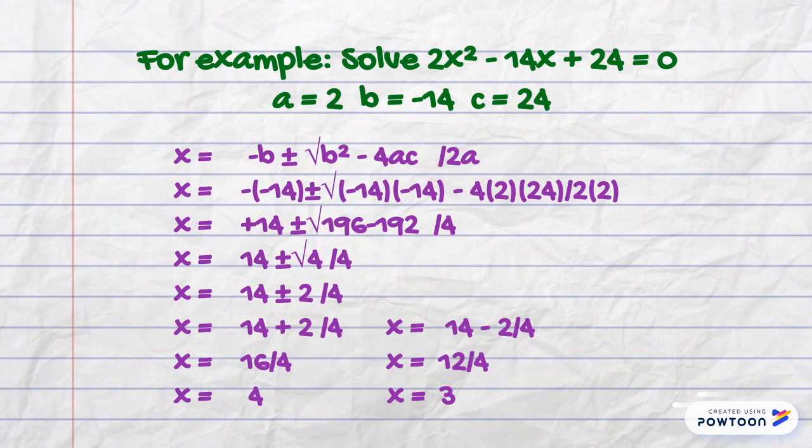For example, solve 2x squared minus 14x plus 24 equal to 0. So a is equal to 2, b is equal to minus 14, and c is equal to 24. And then we use the quadratic formula and we substitute the numbers in that. Then we solve the equation, and finally we will get the answer, which is 4 and 3.